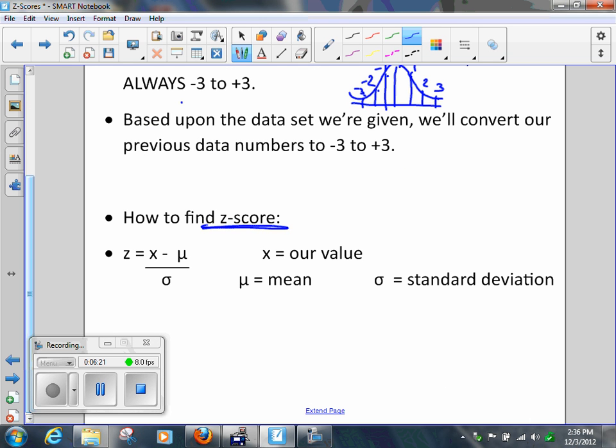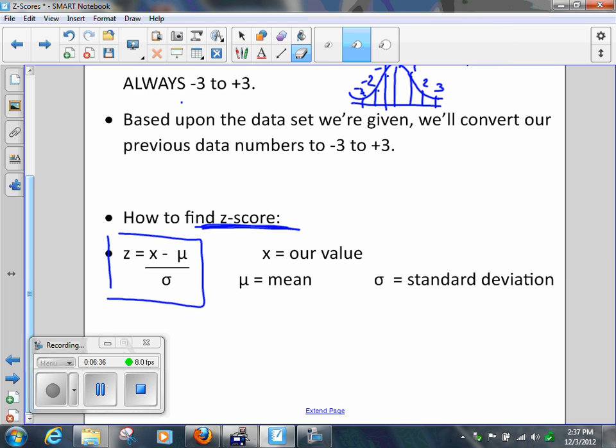Now, how do we find it? In order to find your Z-score, folks, you're going to have Z is equal to X minus mu over sigma. And it's your value, take away your mean, over your standard deviation.